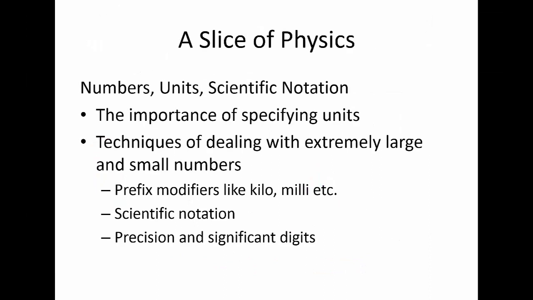In this slice of physics, we covered numbers, units, and the scientific notation. We started with discussing the importance of specifying units when dealing with numbers, and then we talked about how we deal with extremely large and extremely small numbers. These included prefix modifiers like kilo, milli, etc., and the use of the scientific notation. We wrapped up with a discussion of significant digits, which has to do with the precision conveyed by numbers.